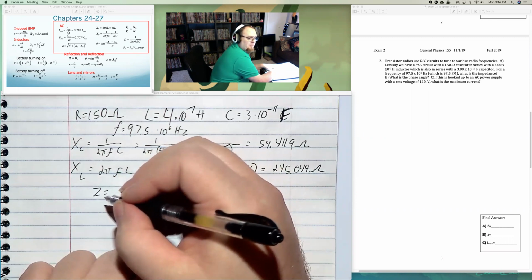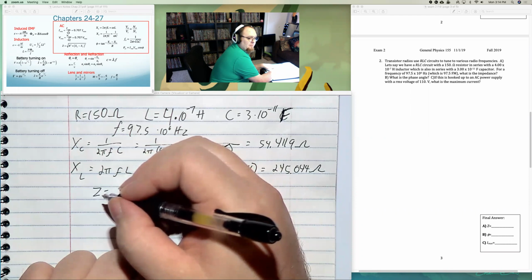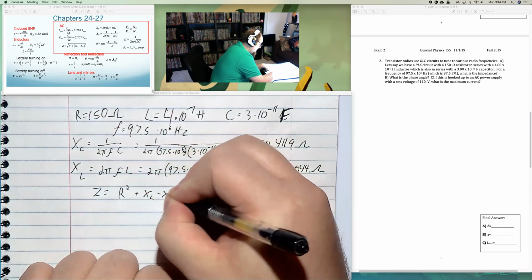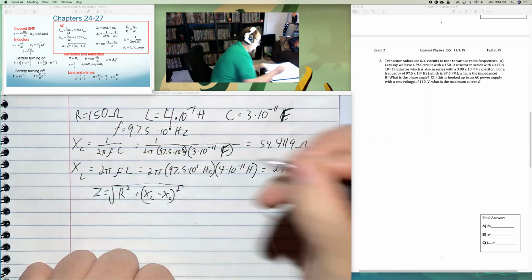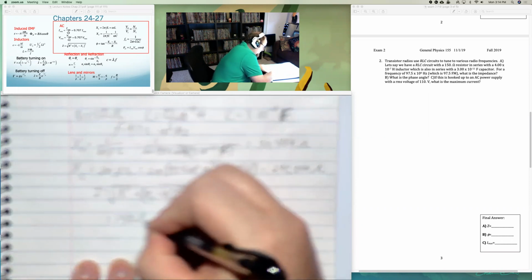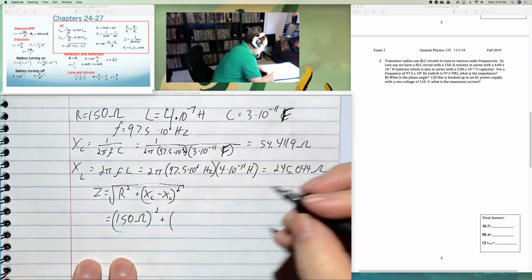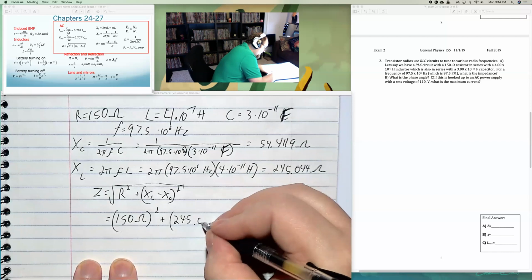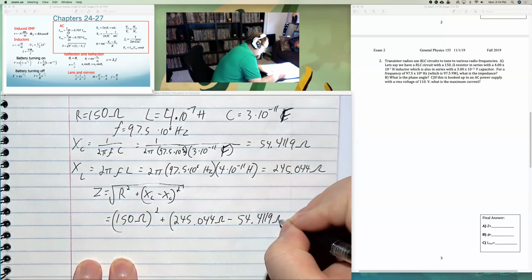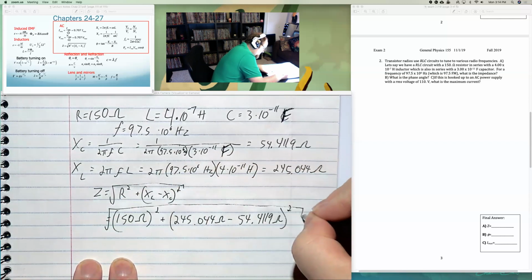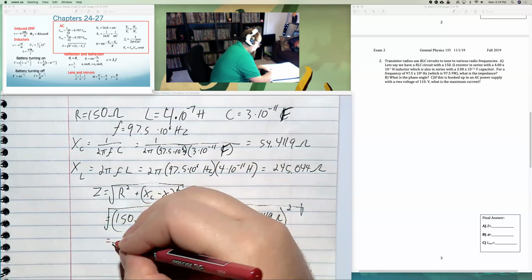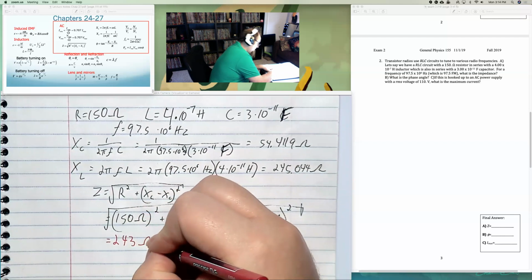And now that I have both of those, I can find my impedance, which is what I was looking for. Z equals the square root of R squared plus (X of L minus X of C) squared. That means the value is going to be the square root of 150 ohms squared plus (245.044 minus 54.4119) squared. That pen is dying. Random color switch. You can do the math and get 243 ohms.